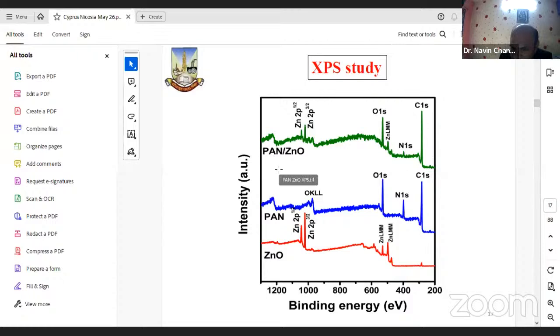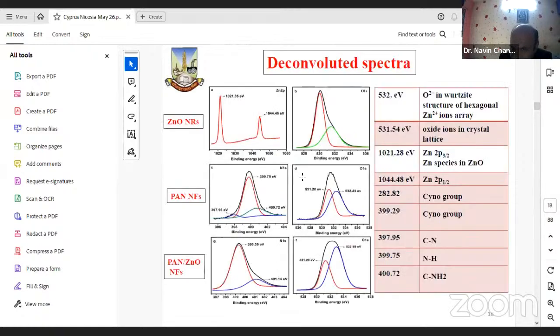Okay, so this is the X-ray photoelectron spectroscopy we did to study the binding energy for the synthesized zinc oxide, PAN, and PAN zinc oxide nanofibers. These are the deconvoluted spectra. Zinc oxide nanorods show two peaks, Zn2p3/2 at 1021.36 electron volts and Zn2p1/2 at 1044.6 electron volts. For PAN, only a single peak is observed. And when we talk about the PAN zinc oxide nanofiber, the merging of the peaks is observed.